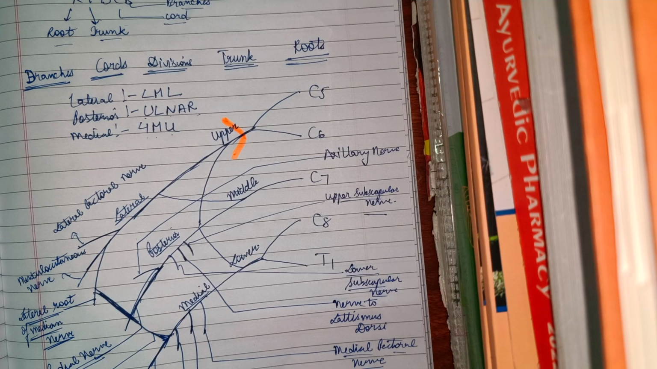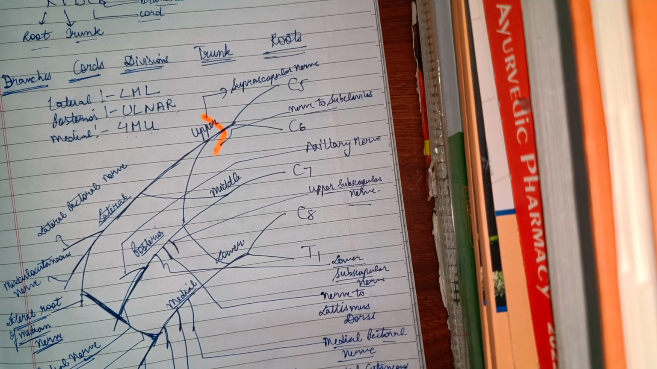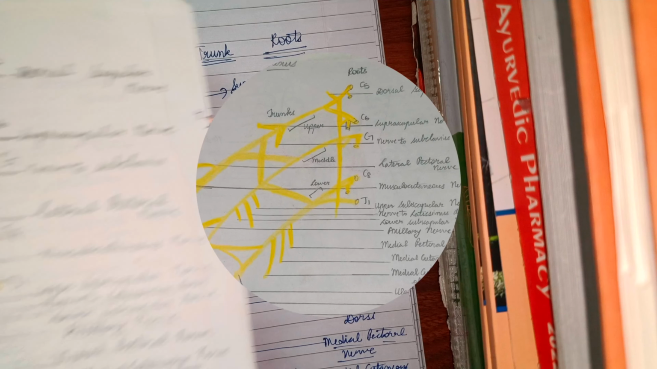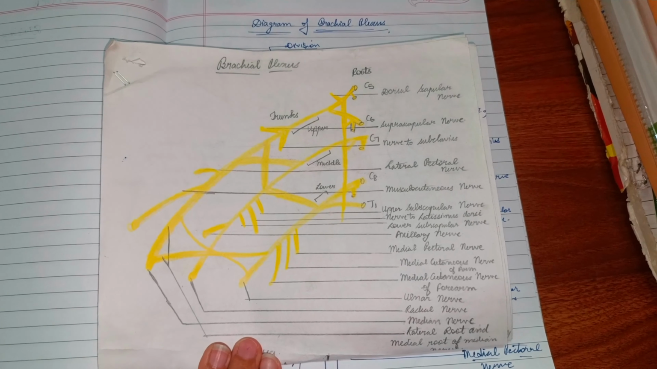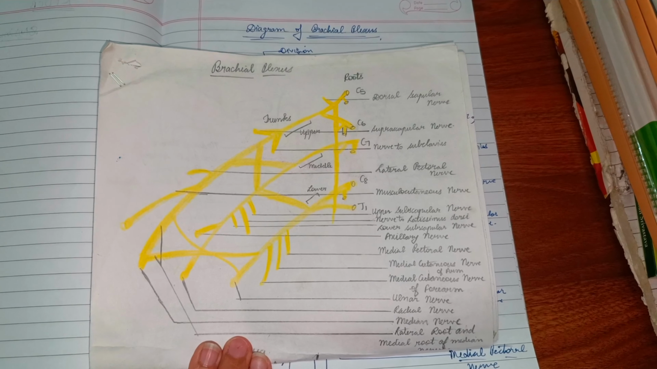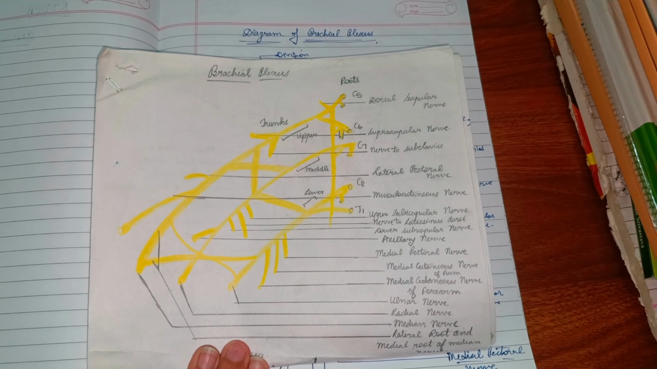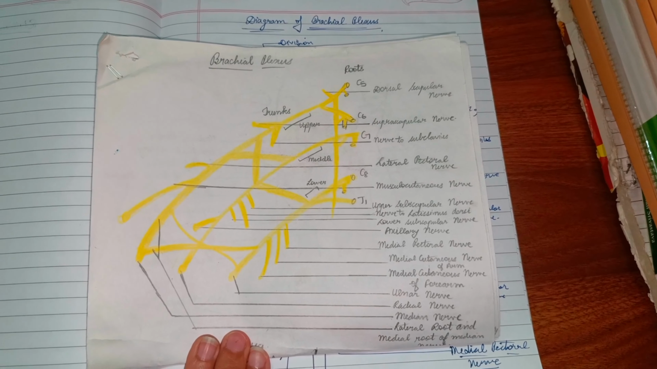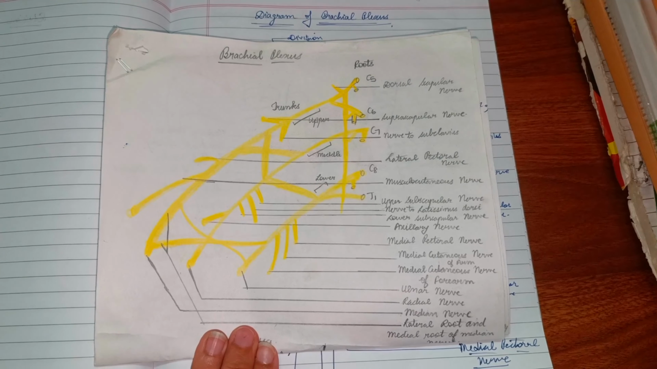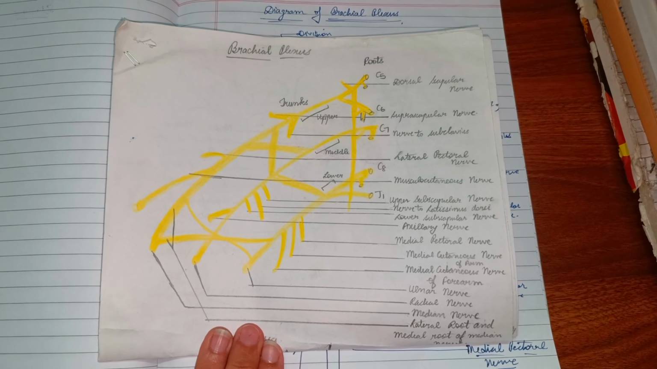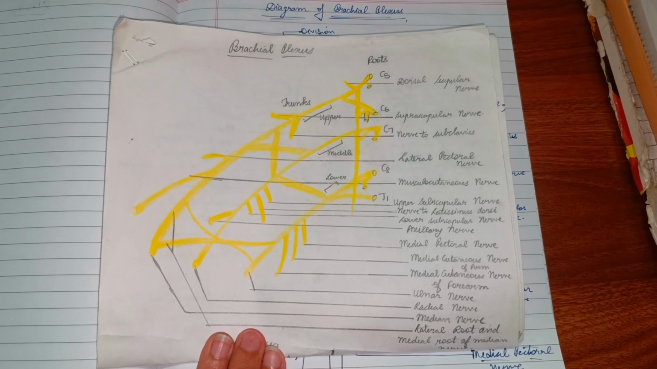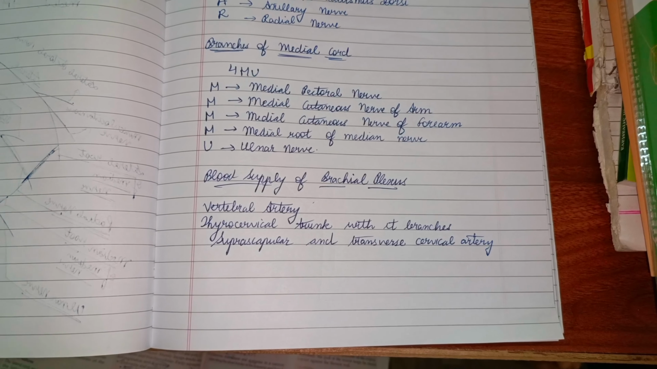Guys, I am using the pen, but you have to use the yellow sketch pen. So I have made a neat and clean diagram of this. You can see. So guys, this should be the presentation to make brachial plexus. All the markings should come to the right hand side and you have to write properly, and you have to make the brachial plexus nerves especially with the yellow color sketch pen, or you can use any color whatsoever, but it should be neat and clean.